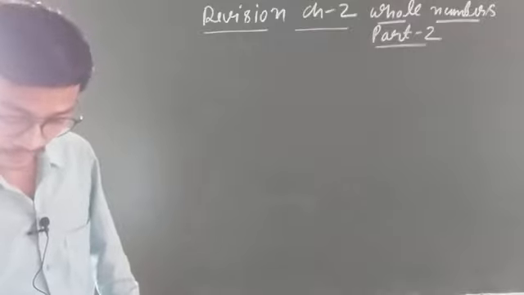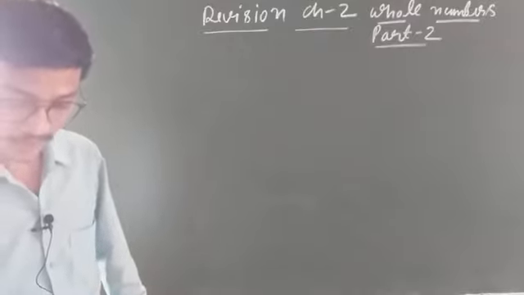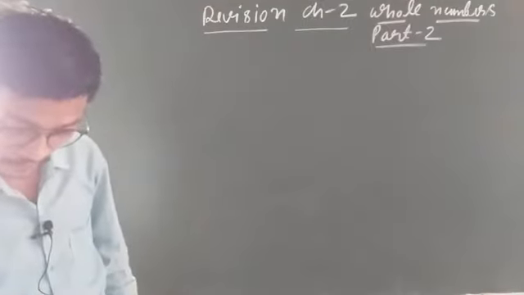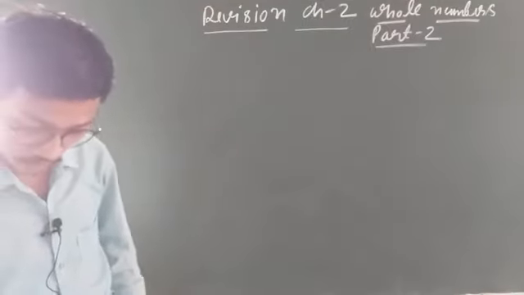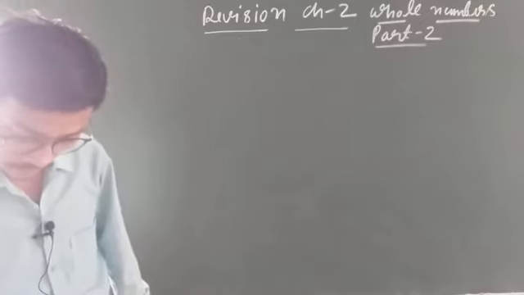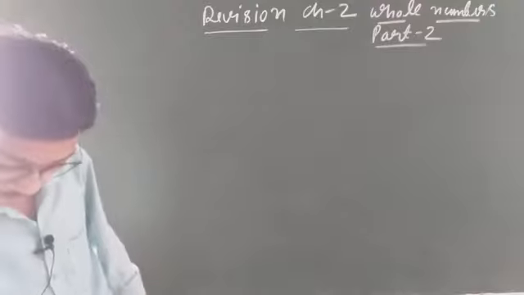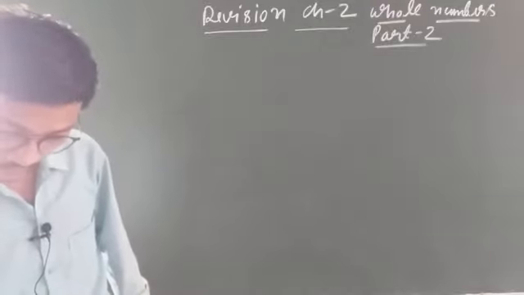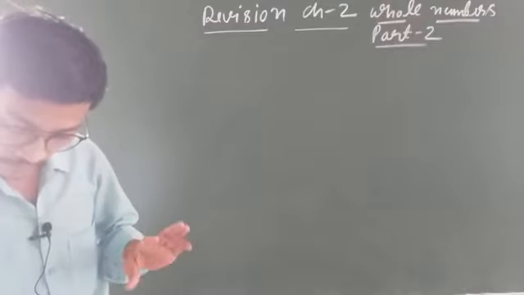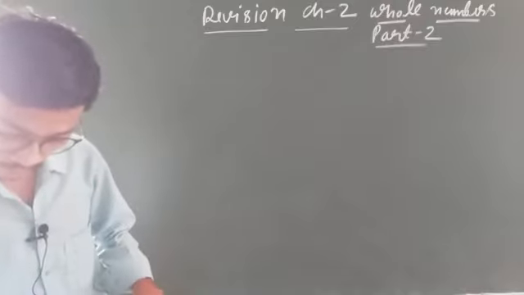We discussed some concepts like commutative law, associative law. Clear student? So now today we will discuss some other things. Clear student? Magic square we also discussed, and multiplicative property of zero we also discussed, associative law. Okay.